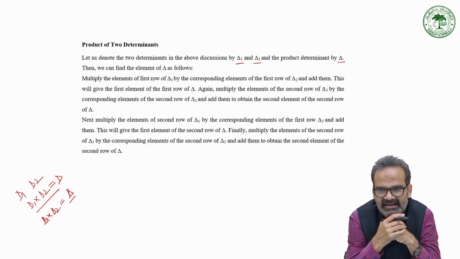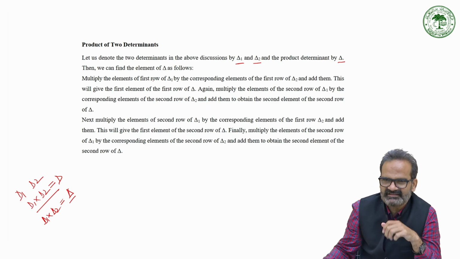Again, multiply the elements of the second row of delta 1 by the corresponding elements of the second row of delta 2 and add them to obtain the second element of the second row of the delta. Next, multiply the elements of the second row of delta 1. So, what does it mean?